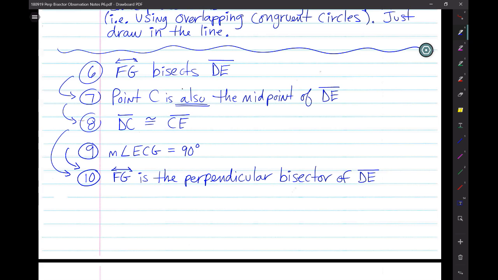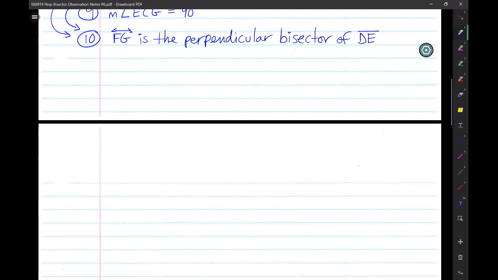Same idea here. We've established a couple of things using these constructions. We say now, hey, look, we've got two perpendicular bisectors. What can we do with that? Now we can build on that idea, and so this leads us to what we call the perpendicular bisector theorem. All right, so this is what we need to flesh out right here.